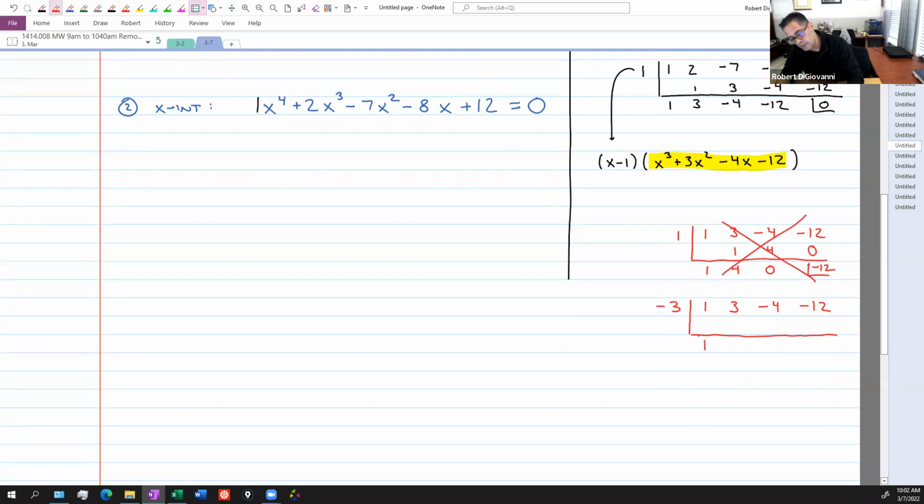So let's see, 1, then we get -3. That's 0. That's 0. Add down -4. Negative times negative is positive. There's +12. There's 0. We're completely happy to see this. This gives us x plus 3.